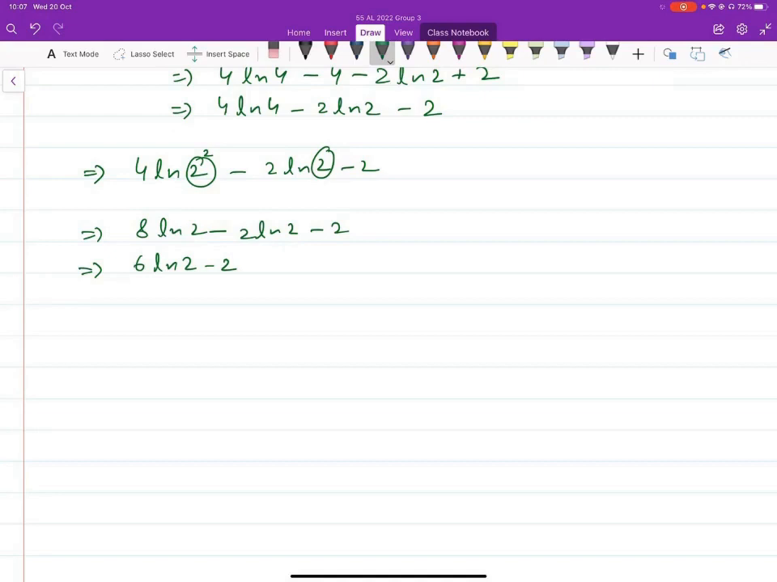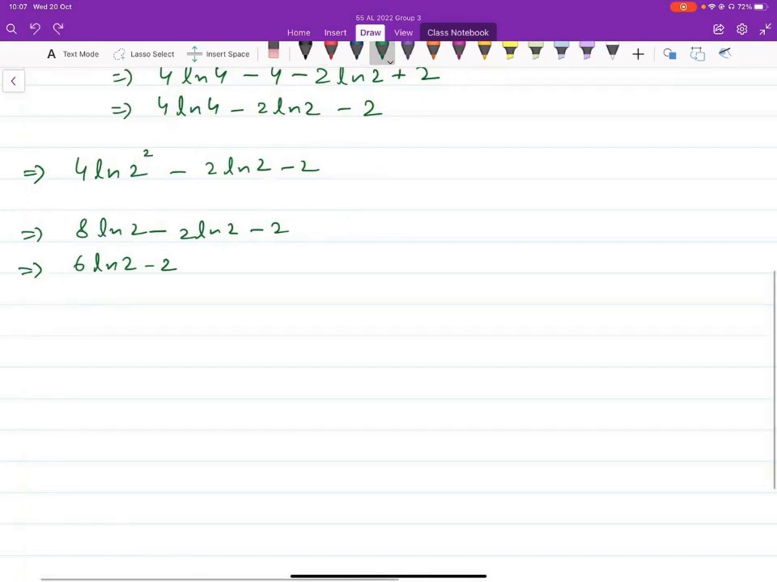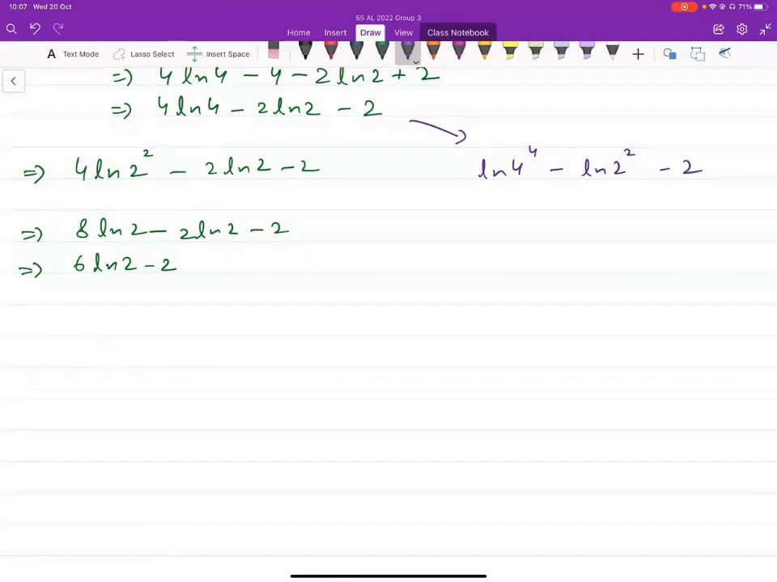It's not always going to be like this. So a standard way of thinking about this would be, whatever are the constants outside, you take them to the power. So you have ln 4 raised to power 4 minus ln 2 ka square minus 2. And now you can apply the division rule here. It becomes ln 4 raised to power 4 over 2 square minus 2.